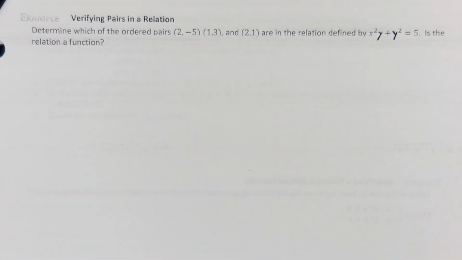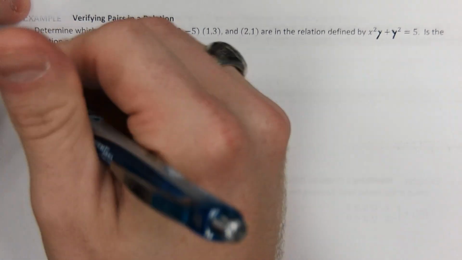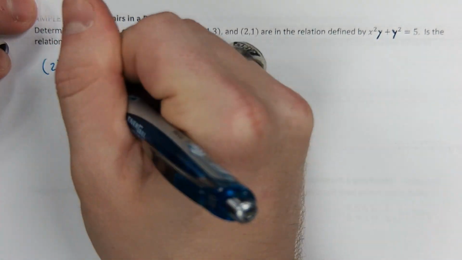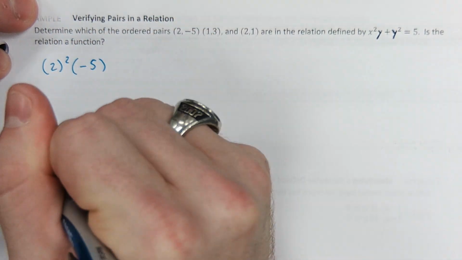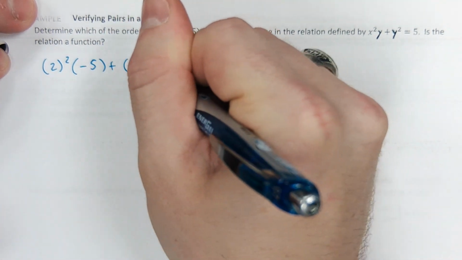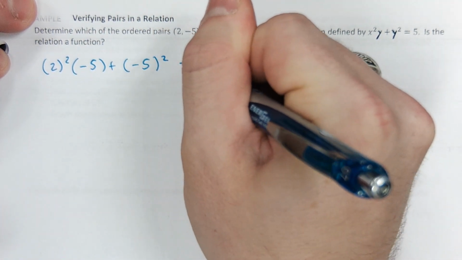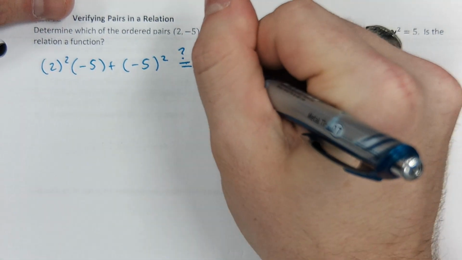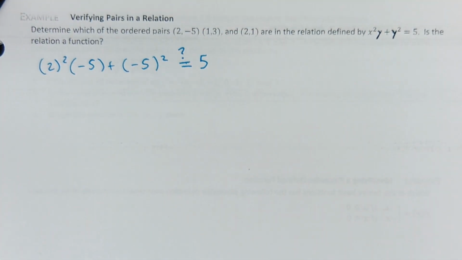So we're going to take 2 comma negative 5, and we're going to throw it into here. And let's see, we get 2 squared times negative 5, and then plus negative 5 squared. And we're curious, so that's why I'm putting a question mark there. Does that equal 5? If we get a true statement, that's part of the relation. If we don't get a true statement, that's not part of the relation.